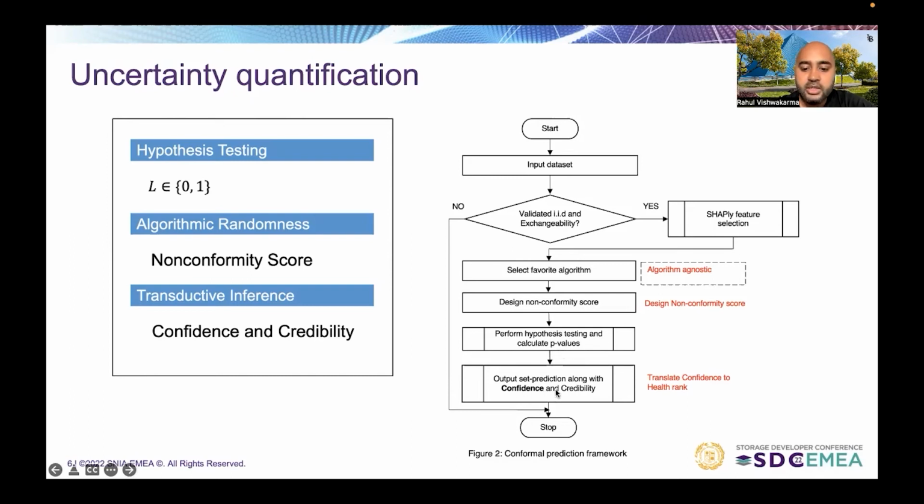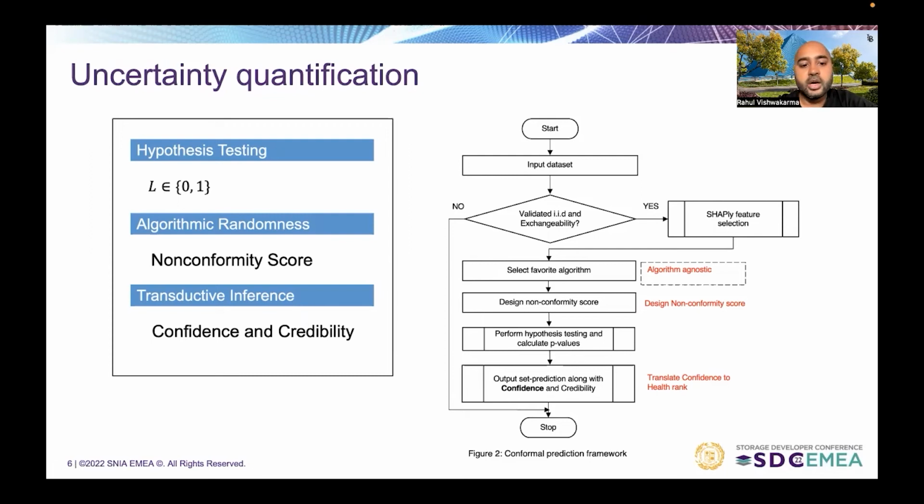Once we get the confidence value for each prediction, for a few of our problem statements we have translated it to a health rank. For example, if the confidence value is 97%, we assume that it's 97% healthy, because the label is predicted as healthy or normal with 97% confidence. We will deep dive more into it.